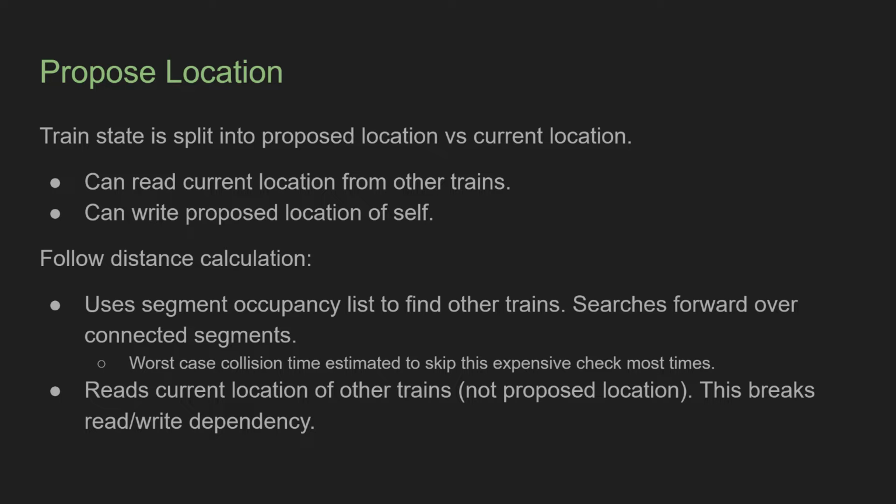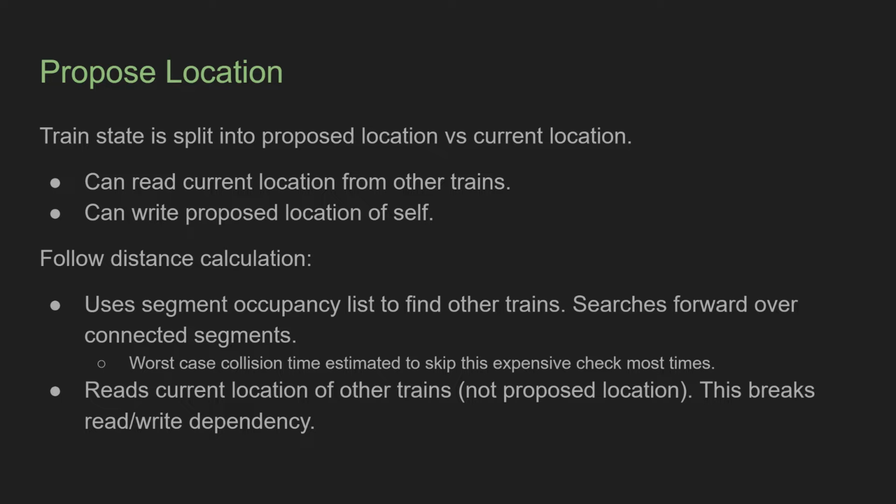The next step of the simulation is to propose a new location for a train. This step actually has a couple of different subcomponents to it. The most important thing to understand is that the train state is split into both a proposed location and a current location. This is important because while proposing a location, trains can read the current location of other trains and will just write to their own proposed location. Because the data they're read from and written to are different between the different threads, there's no source of contention or non-determinism.